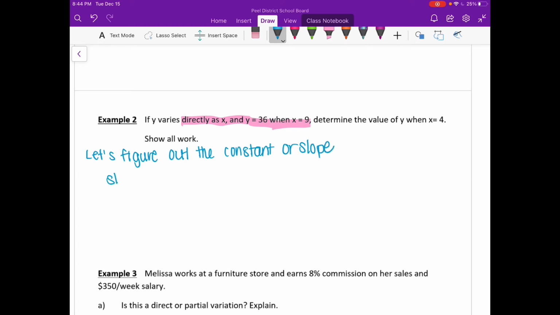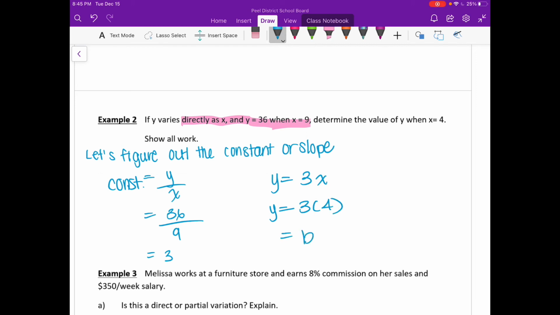So I know my slope is y over x. So what's my y value? 36 divided by x, which was 9. So I know my slope is 3, right? Because I'm doing my constant, we'll say constant, because that might confuse some people. My constant is 3. That means that my slope notation is y equals 3x. So let's just do y equals 3 times 4 equals 12. Okay?